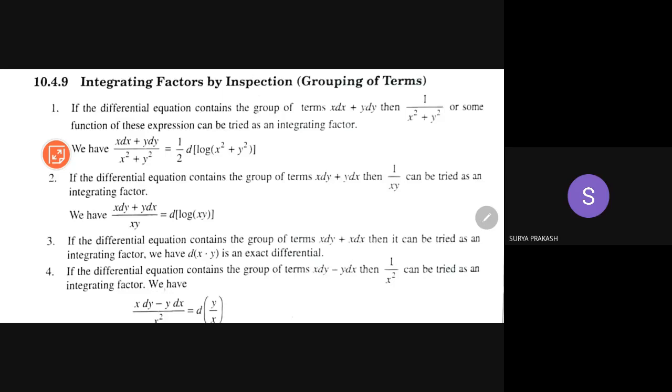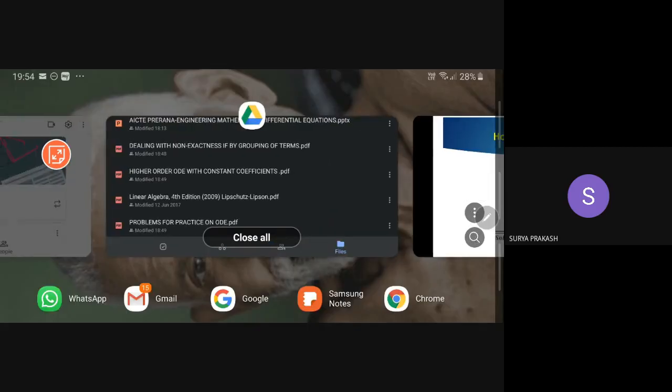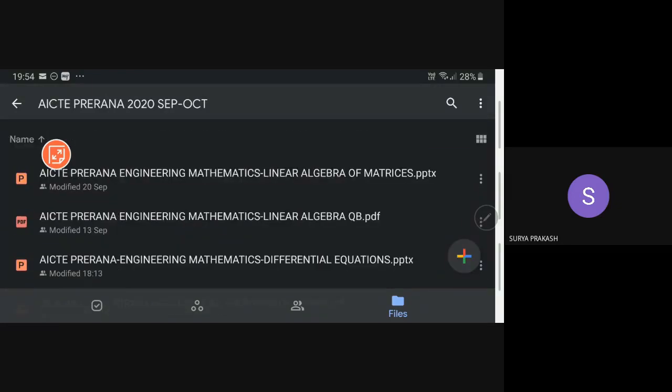Now, if you go to the drive, see, problems for practice on ODE. In this drive, see how many latest uploads are here. Engineering mathematics, algebra and matrices, that is a PPT. The third one is the current PPT, about ODE, differential equations. The second one is the linear algebra question bank. This we have already discussed.